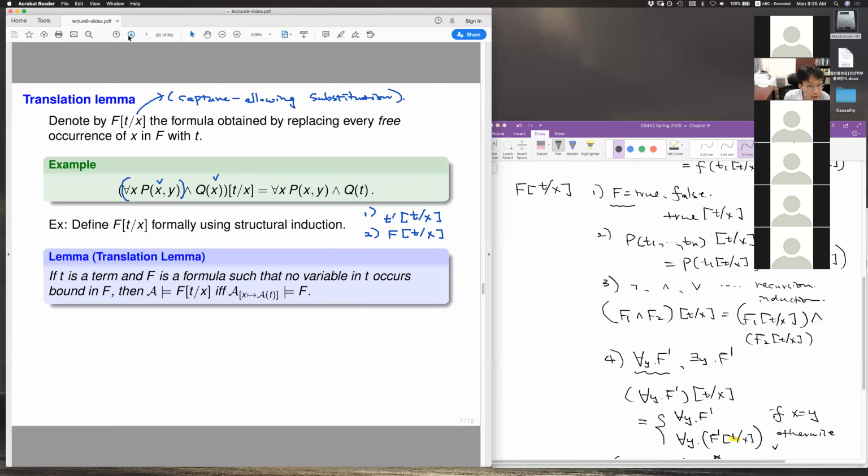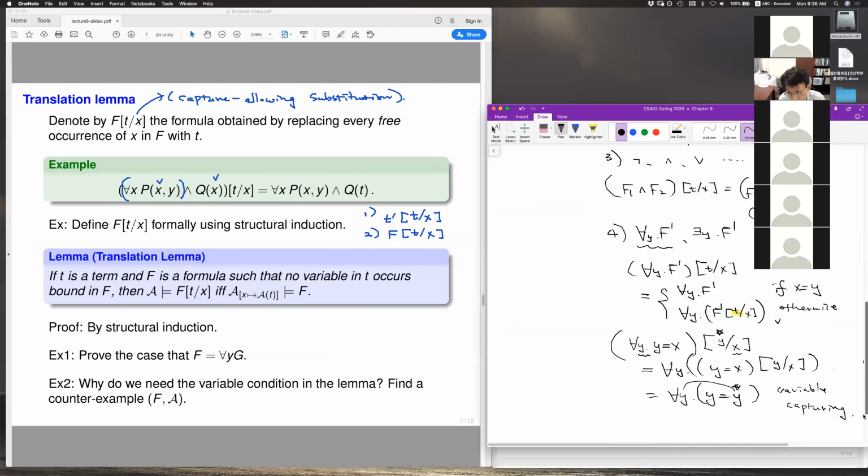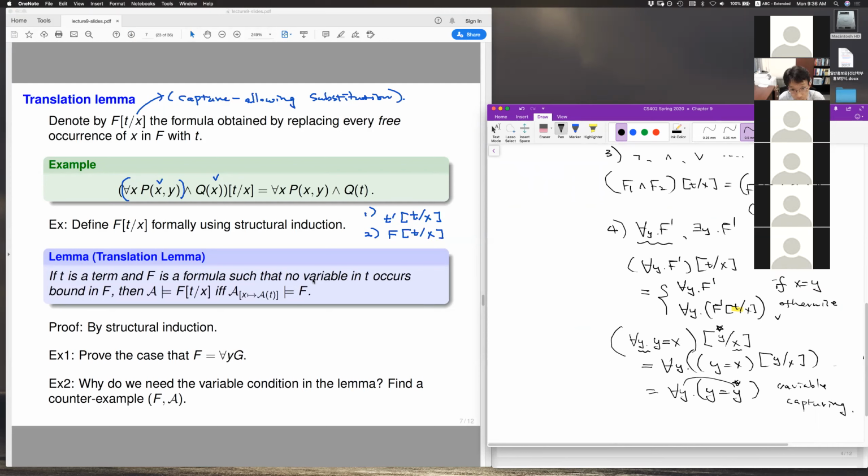Now the second result is that for this substitution, we have the following lemma, which is called the translation lemma. What the translation lemma says is, if we have a term t and a formula f such that no free variable in t occurs bound in the formula f. The example that I showed you doesn't satisfy the assumption or proviso of this lemma. So in the lemma, we say all the variables appearing in t do not appear as a bound variable in f. If that is the case, then we can show the relationship between the formula before and after the substitution. What it says is, for every structure A, structure A satisfies the formula after the substitution precisely when some modified version of the structure satisfies f.